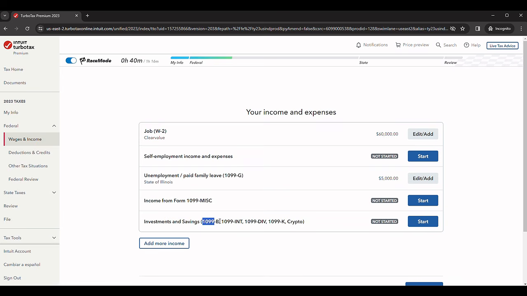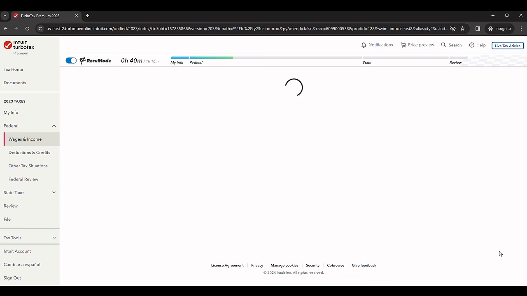Stock trades, interest income, dividends, 1099-K, that's the payment processors, which we talked about, the rule changes and all that stuff. And also crypto. But let's get started.